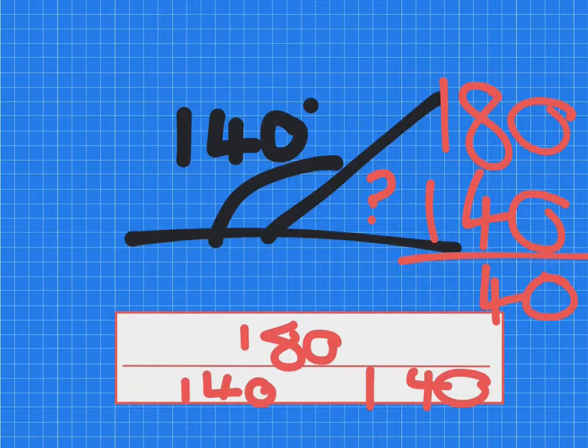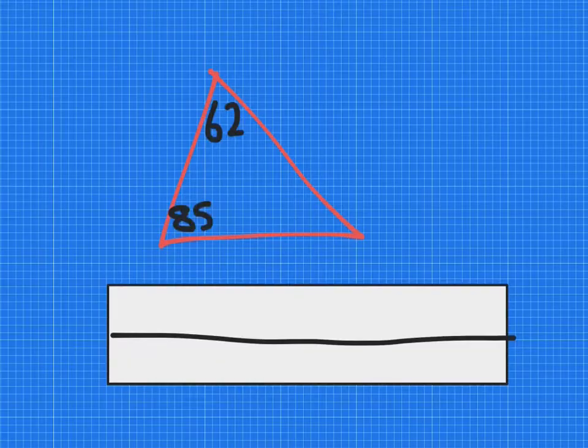So if you remember that fact, that angles on a straight line add up to 180 degrees, you just got to do a little bit of bar modelling, a little bit of inverse operations, and you'll be able to find out your missing angles very, very simply. What about this one here then? How would I find out this missing angle here? Well, it's exactly the same.